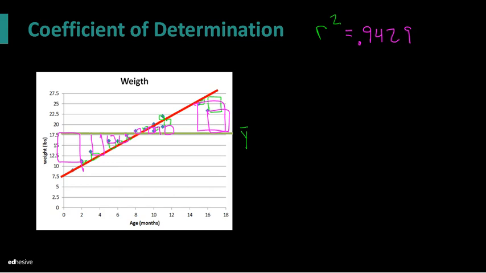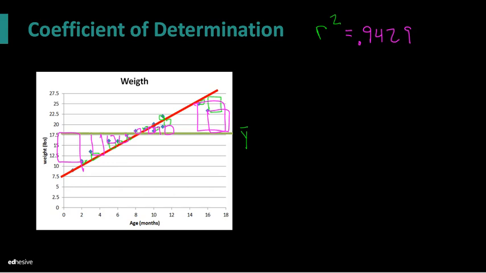Now, are there other things that determine a baby's weight? Yes, genetics. Some babies are just bigger or smaller than others because of genetics. How much they eat, right? Their parents' size. There's a whole lot of different things that determine the actual weight of a baby. But what I'm trying to say here is that age is accounting for a lot of that. 94% of the variation in a baby's weight is actually accounted for by that baby's age.